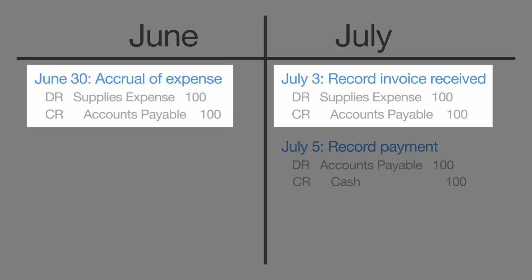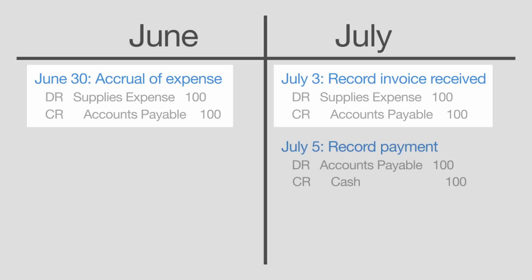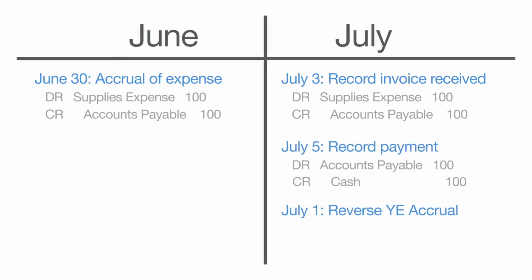That's why the accrual entry needs to be reversed. The key is that the reversal entry is dated July 1st and is the exact opposite of the original accrual entry, a debit to accounts payable and a credit to expense.